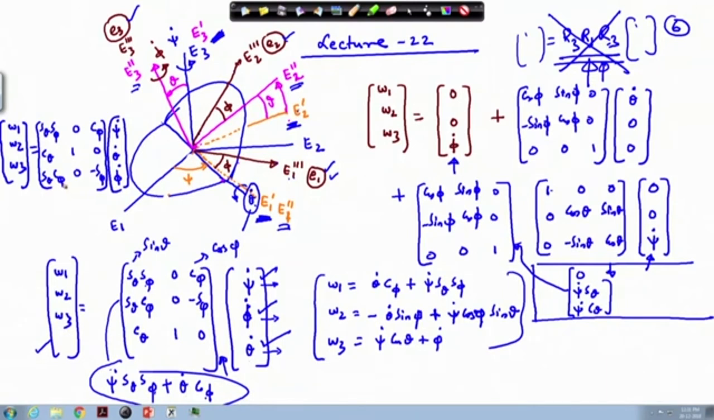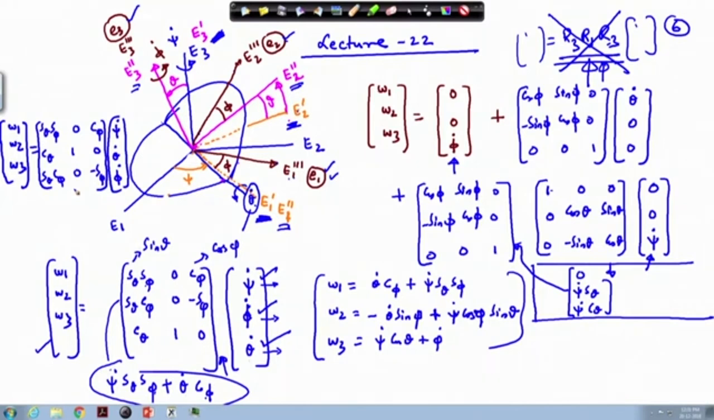S theta c phi, and it is okay. So, this way you can do the conversion.